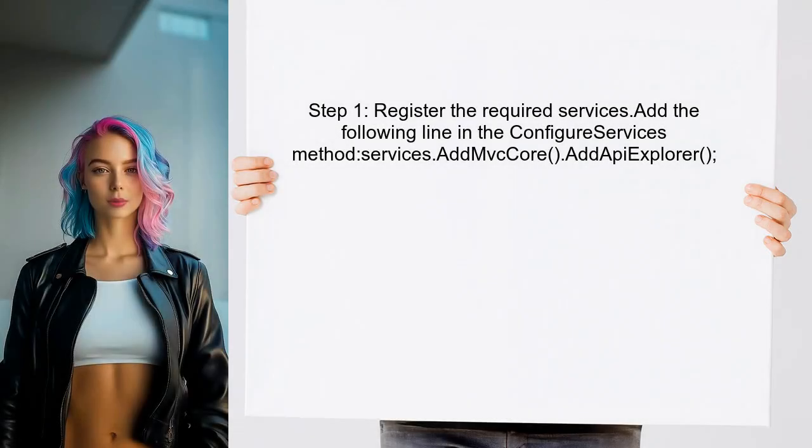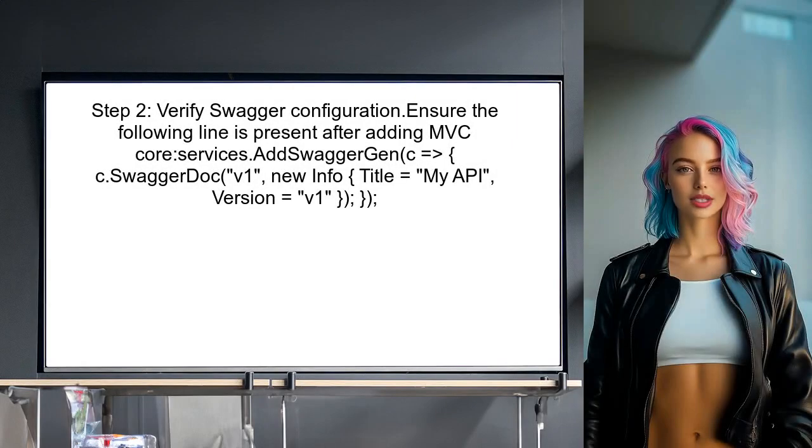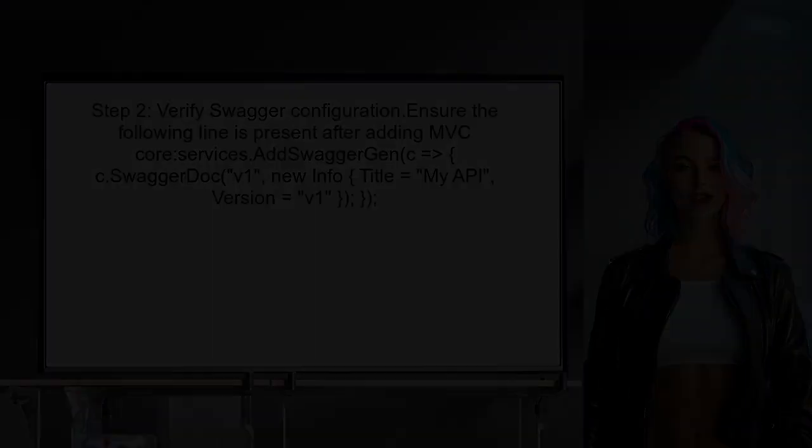To resolve the issue with the missing service, the user should ensure that the necessary services for API exploration are registered. This can be done by adding the required service to the ConfigureServices method. Next, the user should verify that the Swagger generator is correctly configured. This involves ensuring that the Swagger services are added after the MVC core services.